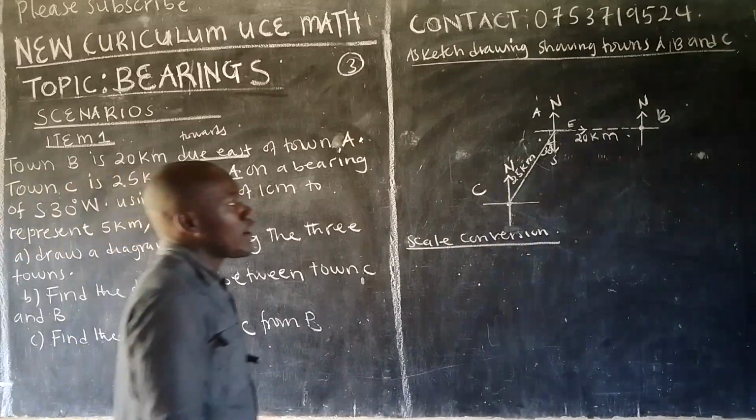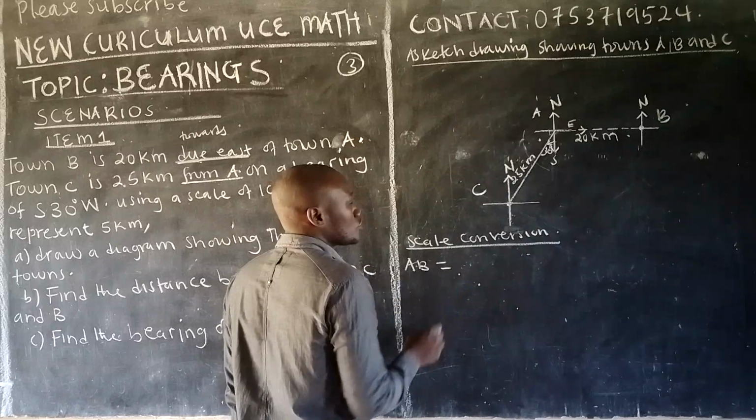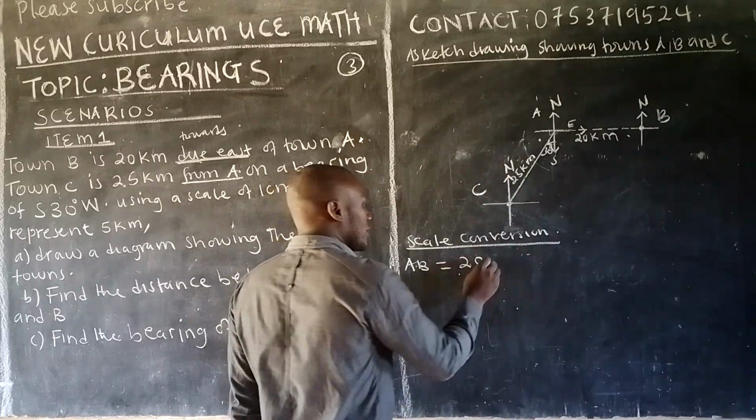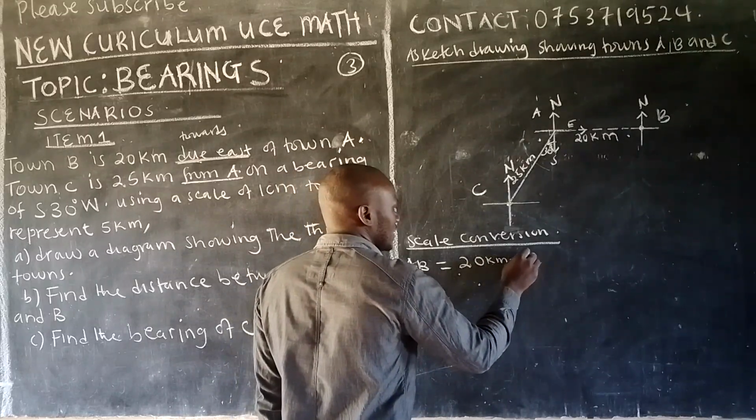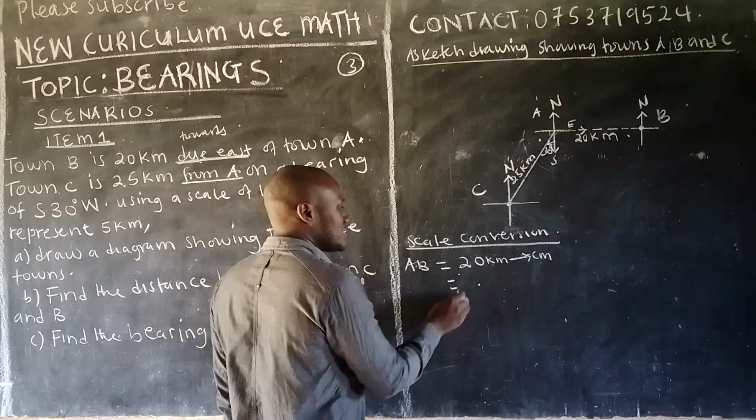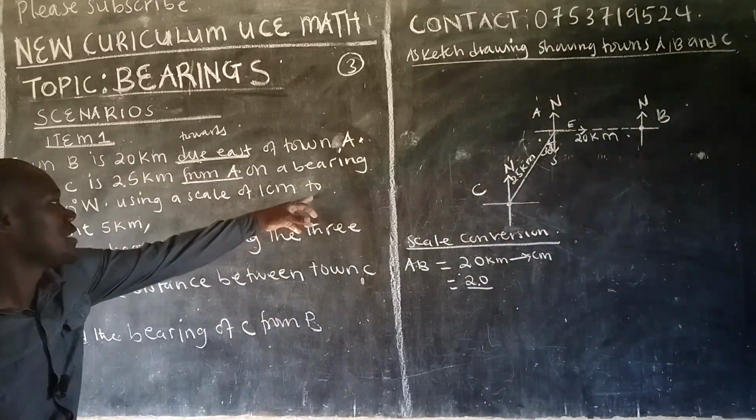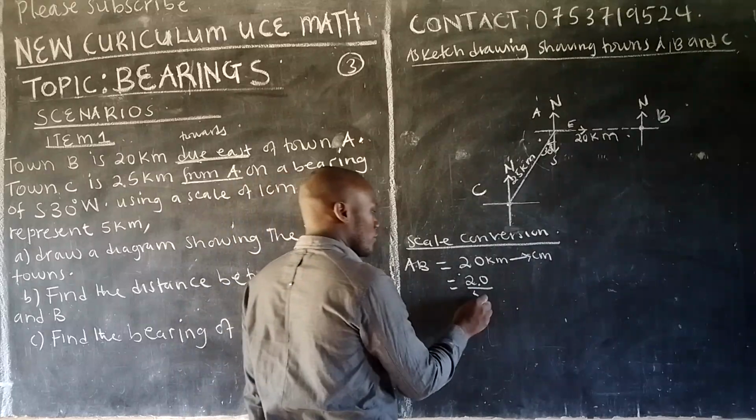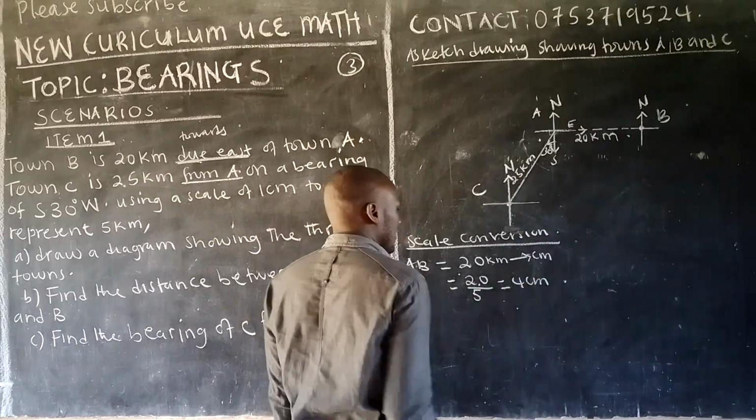So therefore, I'll say distance AB is equal to 20 kilometers. But to convert them into centimeters, what do you do? This will be the same as 20, and you divide by what 1 centimeter represents. 1 centimeter represents 5, so you divide by 5. That is 20 divided by 5, which will give us 4 centimeters.